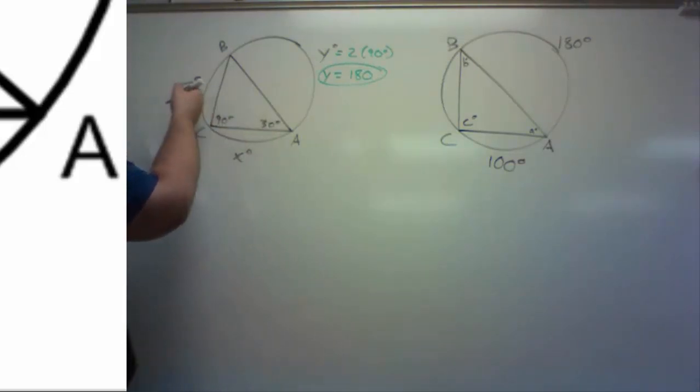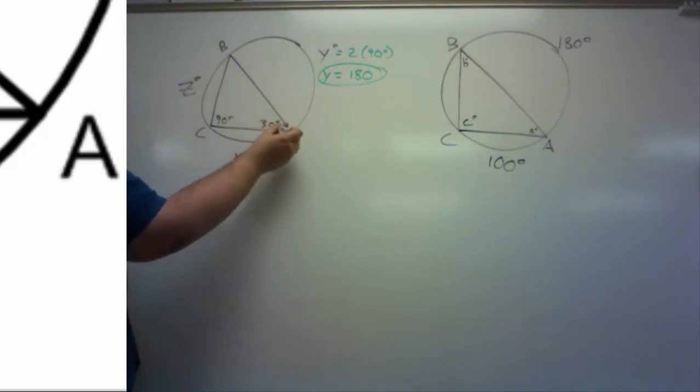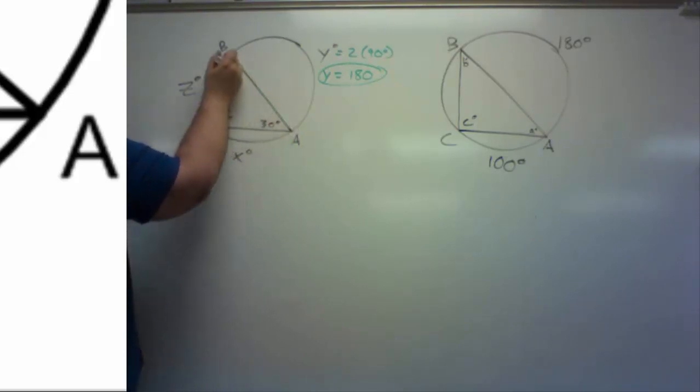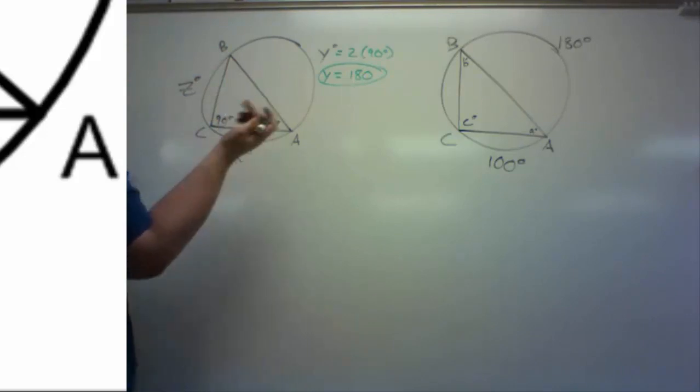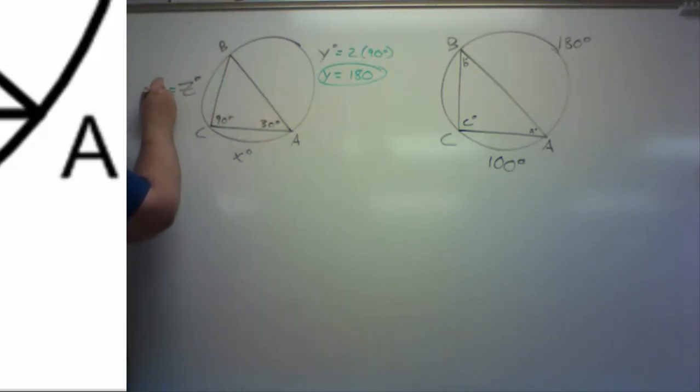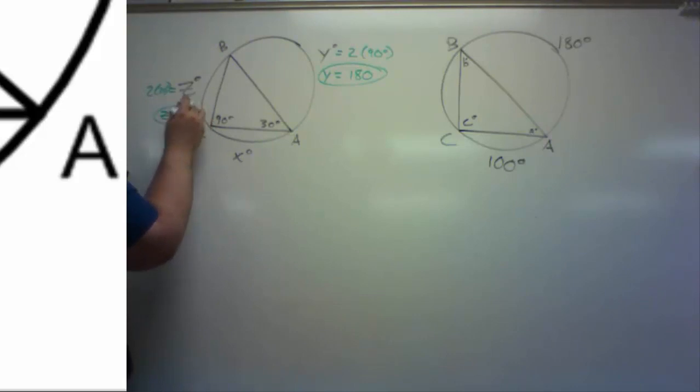Z. Look, this angle here, angle A, forms arc BC. So arc BC is going to be double that measure. So this is 2 times 30 degrees. So Z is 2 times 30 degrees, or Z is 60 degrees. Sorry, Z is 60 because it's Z degrees.